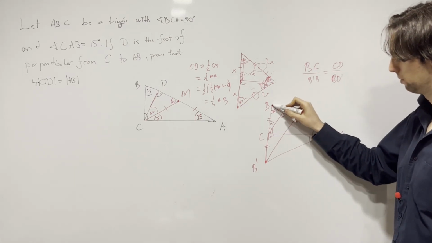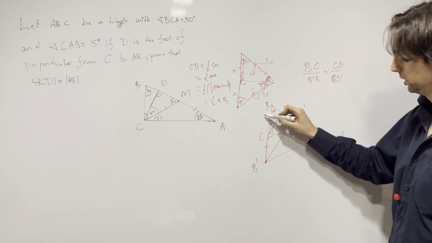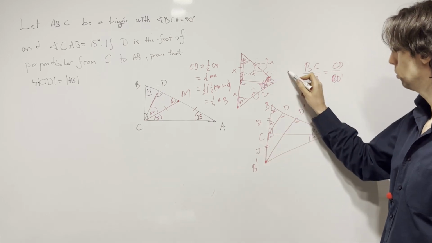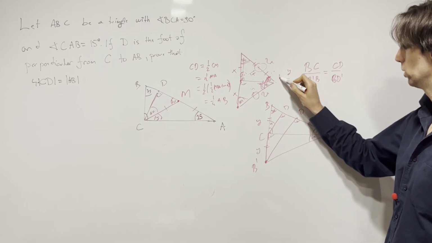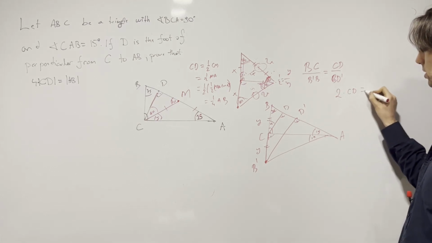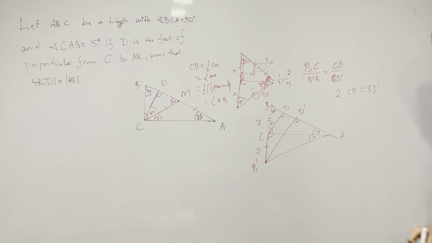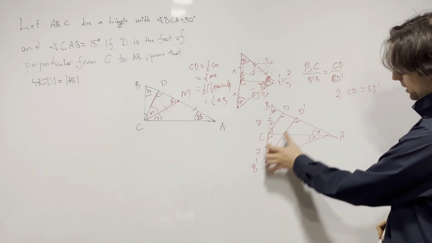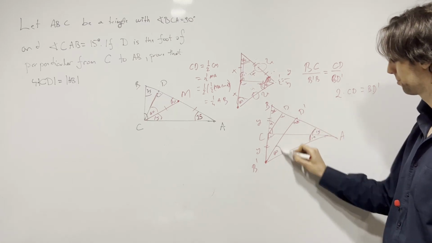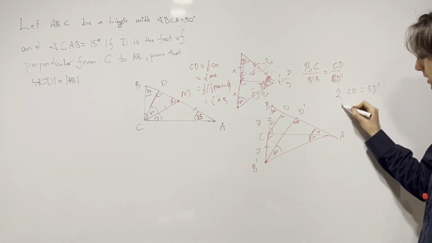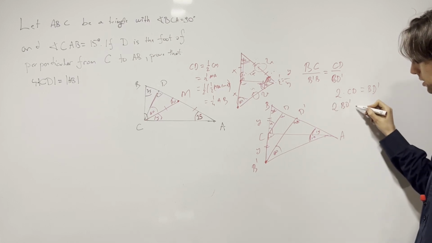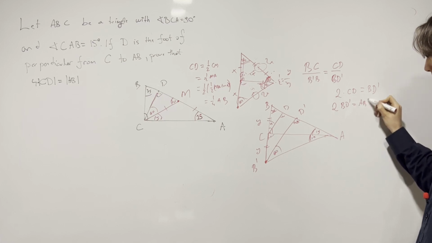And now BC over B prime B is equal to, if this is Y, this is Y, so it's Y over 2Y, which is 1 over 2. So I have that 2 times CD is equal to BD prime. What do I have for BD prime? Well, I have a triangle with angles 30, 90, 60. And so I know that BD prime times 2 is equal to AB prime.